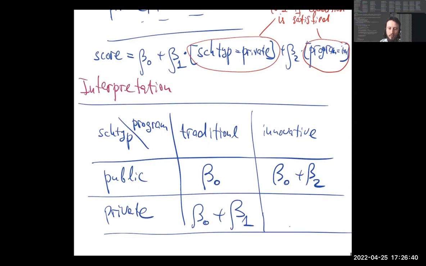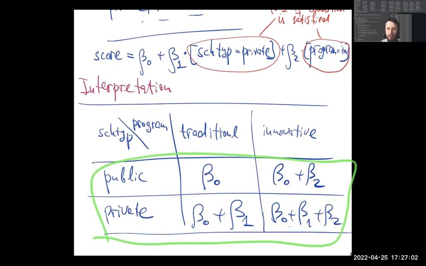What should I put in the last cell? Beta naught plus beta 1 plus beta 2. Exactly. So we should sum up together all three coefficients.